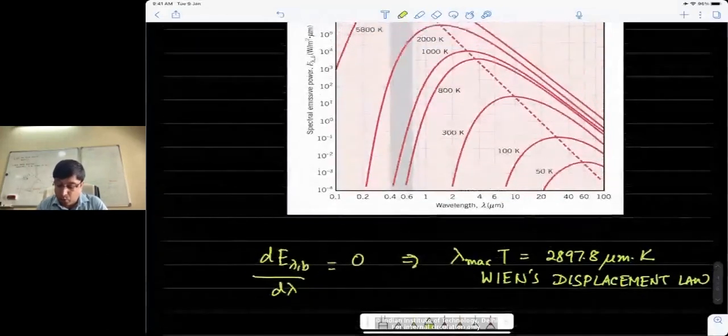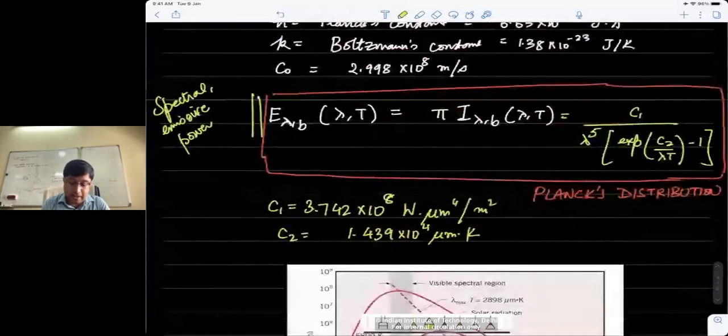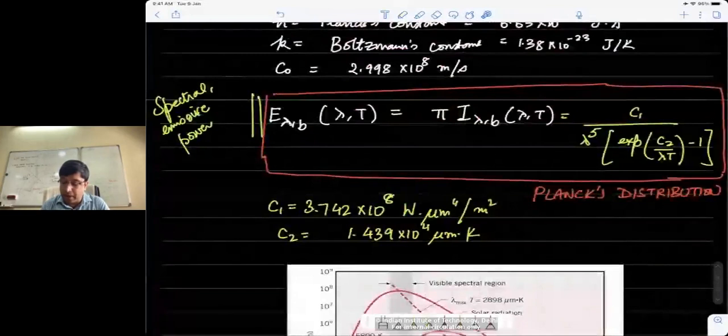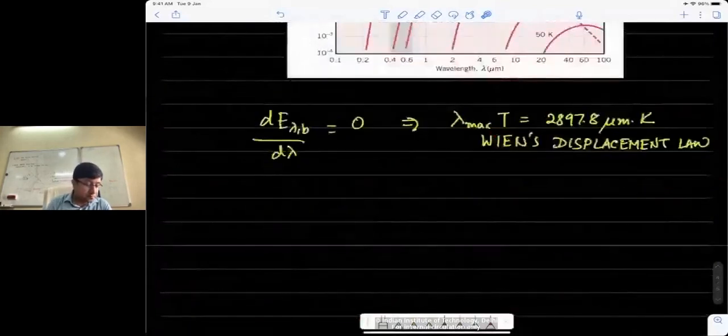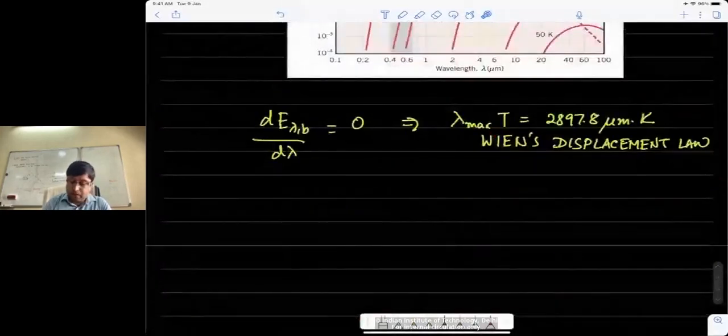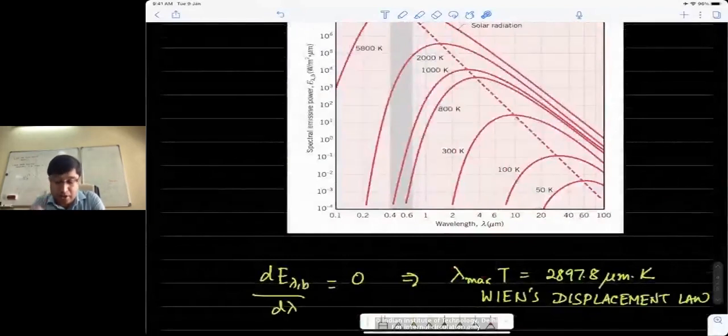Or the other way to look at it is that if you look at this distribution, to maximize E, you need to minimize the denominator. So you can differentiate this and ask under what conditions this is minimum. That can also be done. If you do this, you should be able to obtain this relationship. So Wien's displacement law is basically saying that at a given temperature, you have a maximum wavelength at which most of the radiation is concentrated.